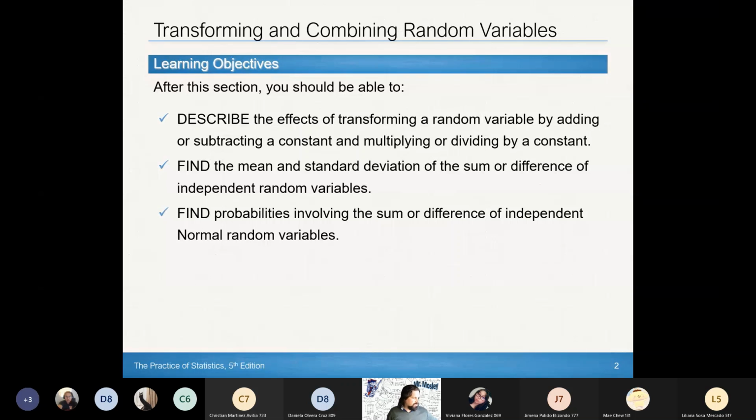The rules that apply to random variables when it comes to transforming and combining them is essentially the same set of rules that apply to transforming distributions, like data sets, which you should have seen, I believe, in chapter 2. All right, it's the same set of rules. We're just applying it to a new context.